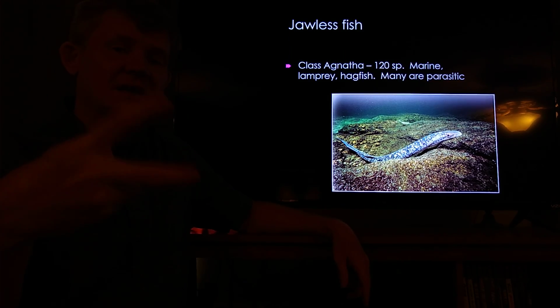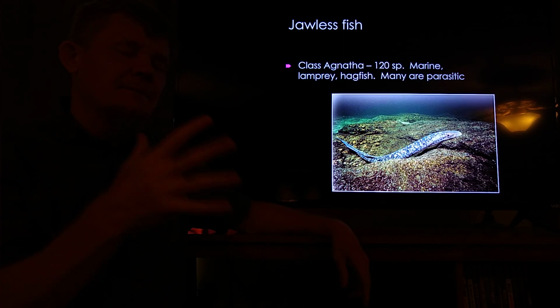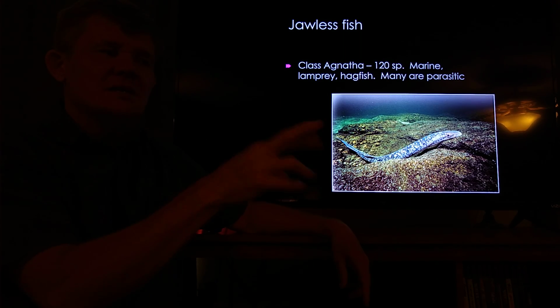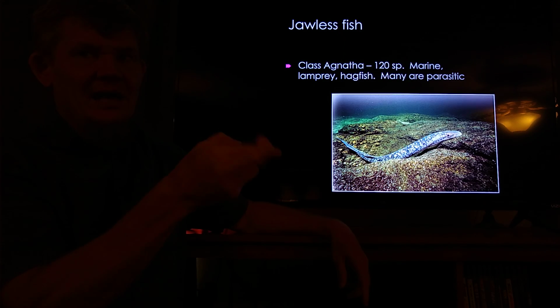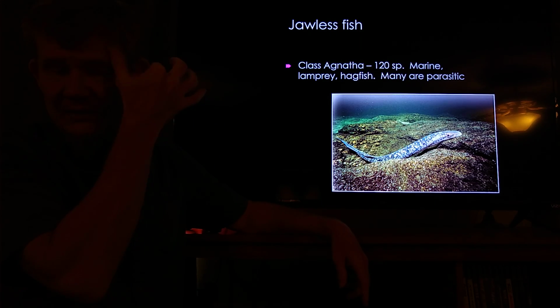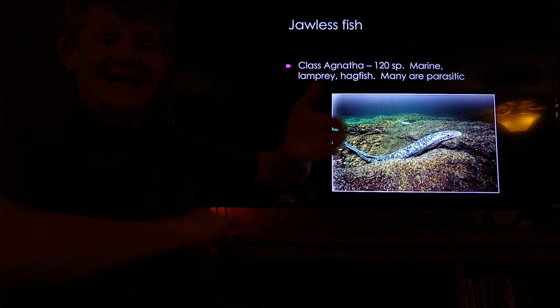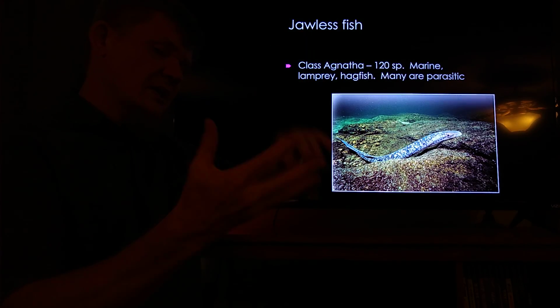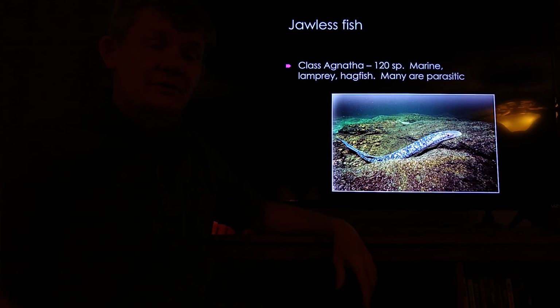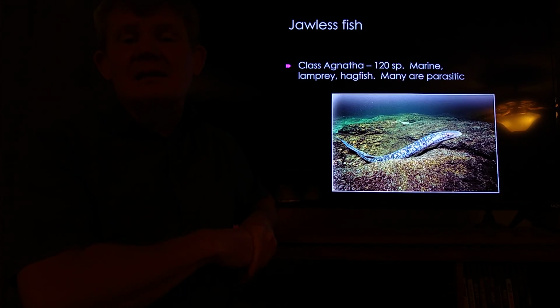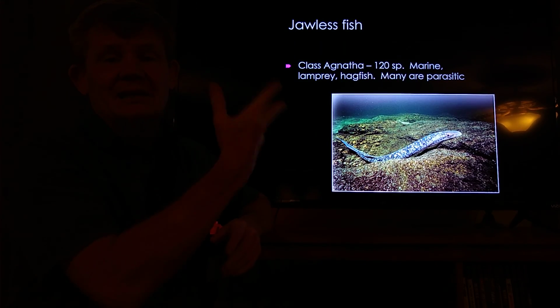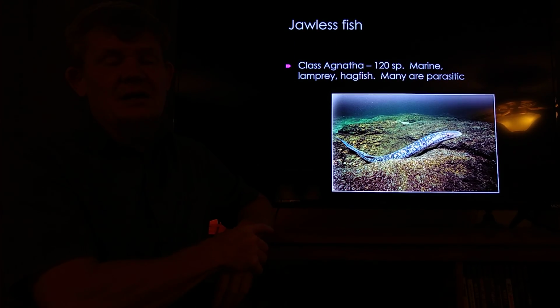There are two groups of agnathans, and to be fair, to leave them together in the same kingdom is sort of inaccurate, but we're not going to get that specific about it. They've actually been separated into their own kingdoms, or not kingdoms, excuse me, classes. They've been separated into their own classes now, but we're going to leave them grouped together in this class called Agnatha. There are two groups of agnathans, the hagfish and lamprey. And what we see on this picture right here is the lamprey.